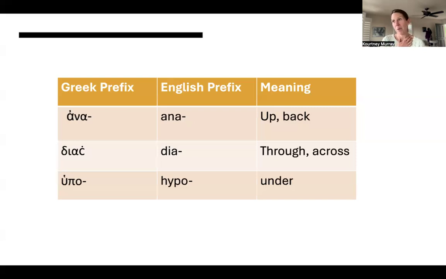Can I think of an example right now? Not in English, but we'll see it. So up and back are two completely different concepts, but ana can mean both. So we'll keep an eye out for it when we see it. I'll make sure to point it out.